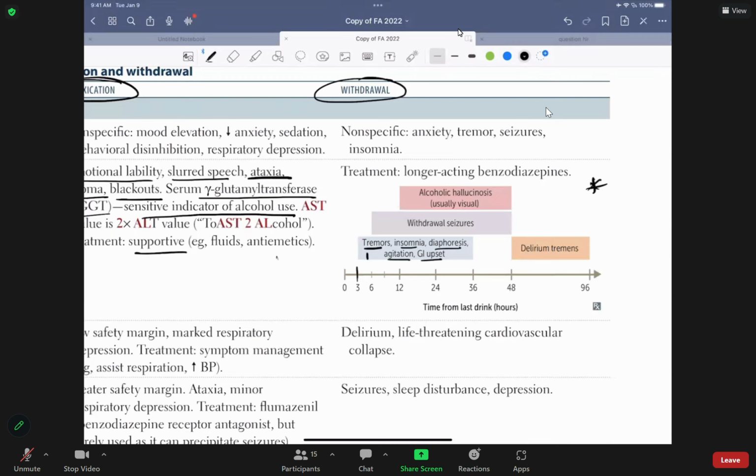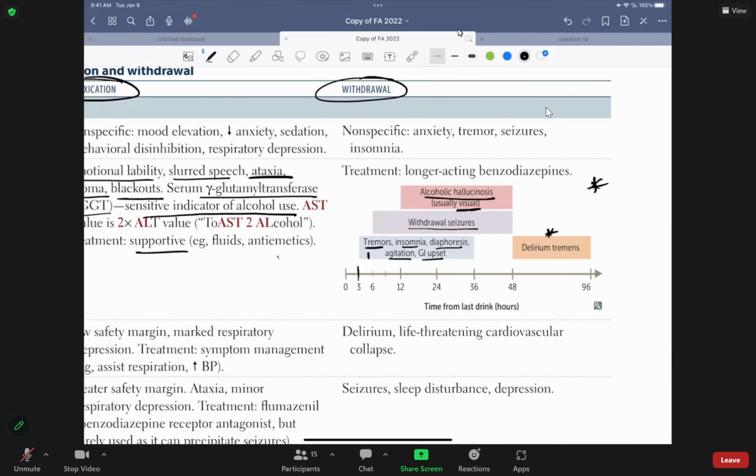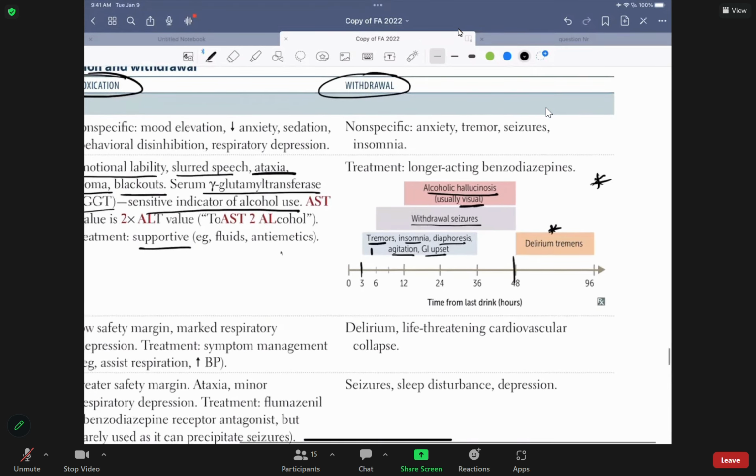Then possibly after 12 hours, they could get withdrawal seizure. Okay, they could get withdrawal seizure, and then followed by alcohol hallucinations, right? So they have visual. You should know that it's usually visual hallucination. That's what they have. All the NBMEs that I have seen, they only ask you this: delirium tremens, okay? Now, delirium tremens, it's very specific to start after 48 hours from the last drink, so which means 2 days.